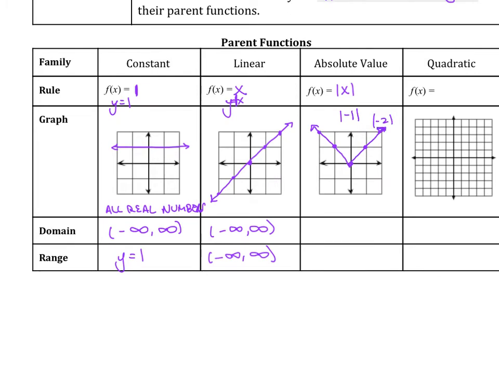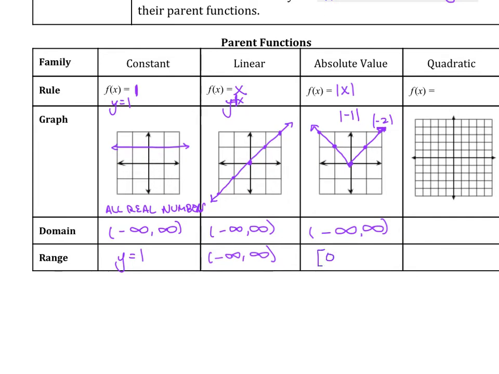So let's look at our domain. It's going forever to the left, forever negative, and forever to the right. Again, domain means we're looking at the x values, so in this case, this is negative infinity to positive infinity. Now let's look at our range. Notice right here, there's no arrow. This is the lowest y value there is, and that is at 0.